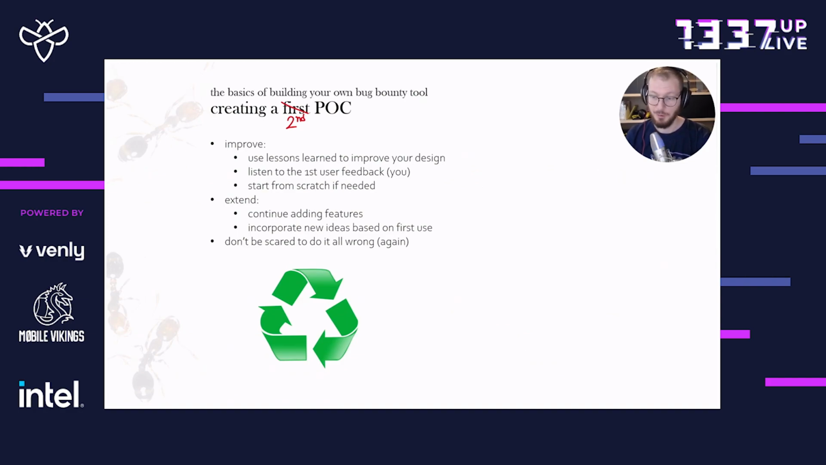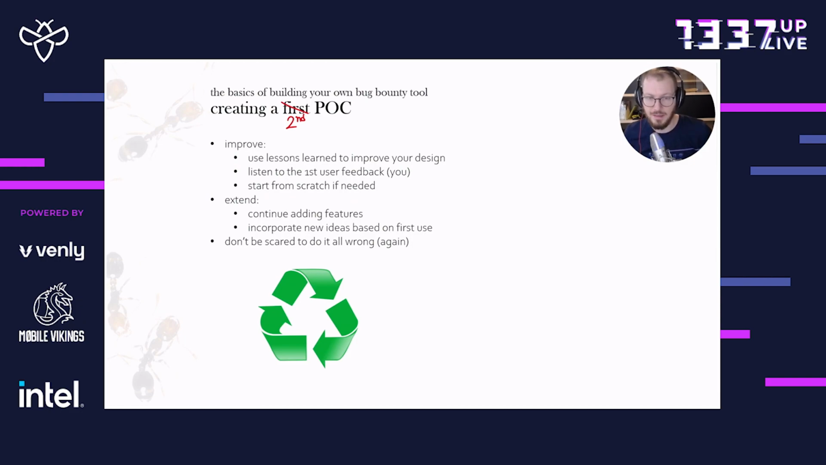So that's everything for a first proof of concept. I already talked about how you'll likely need a couple of iterations. So how do you continue when your proof of concept is done? You've used it for a while, and you want to start improving or extending what you've got already.